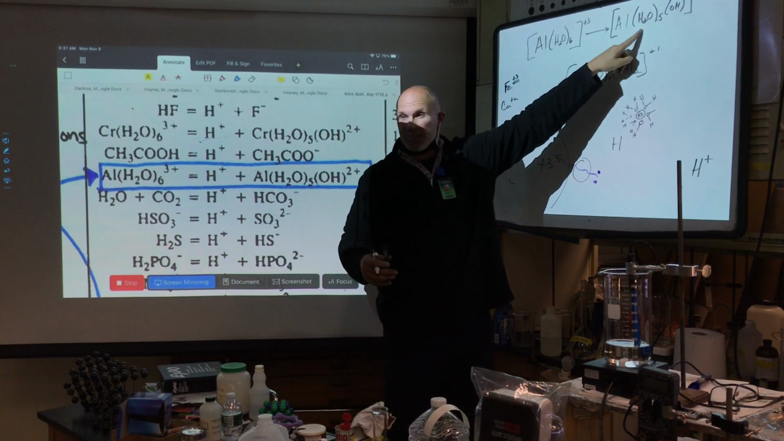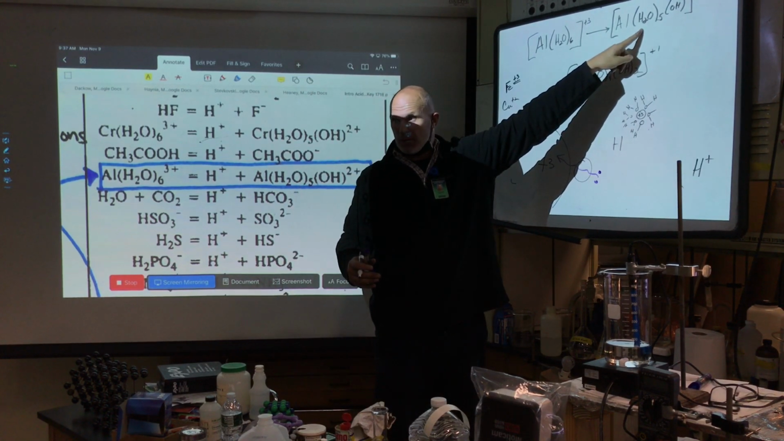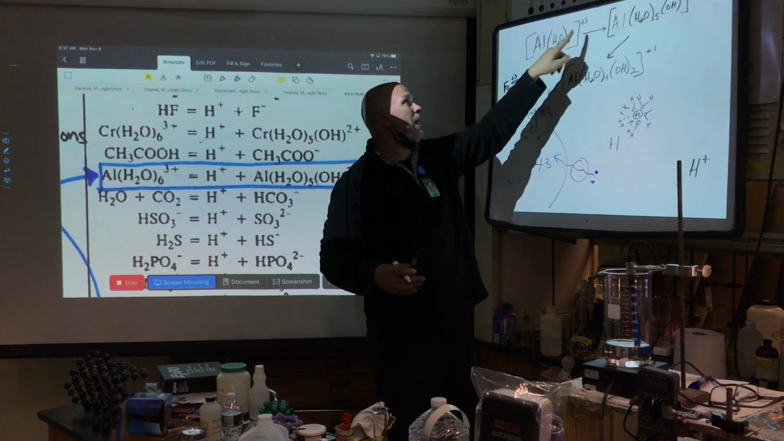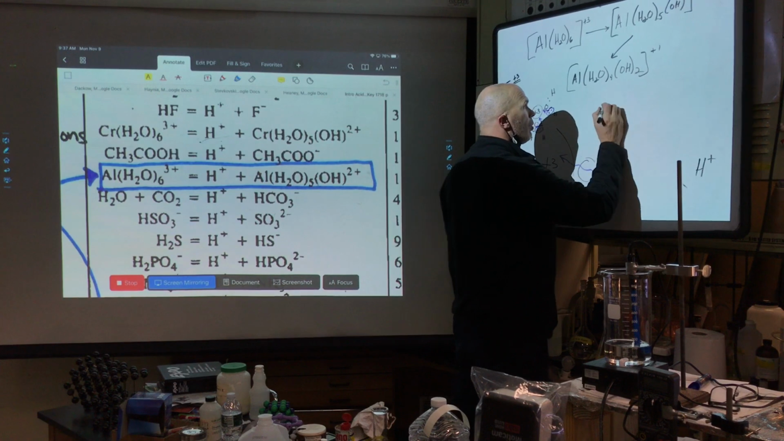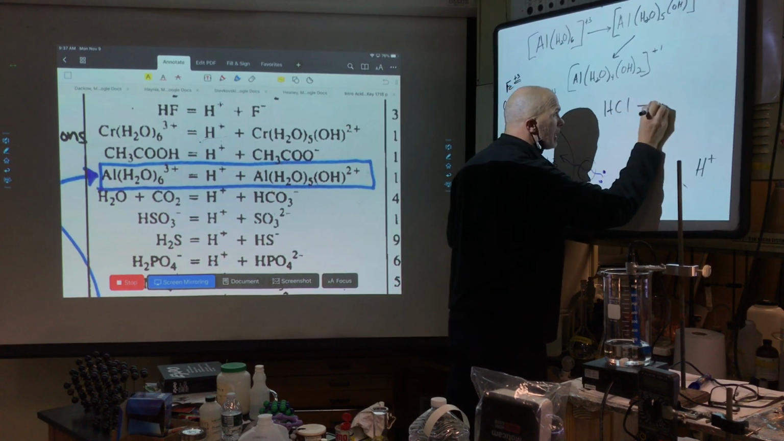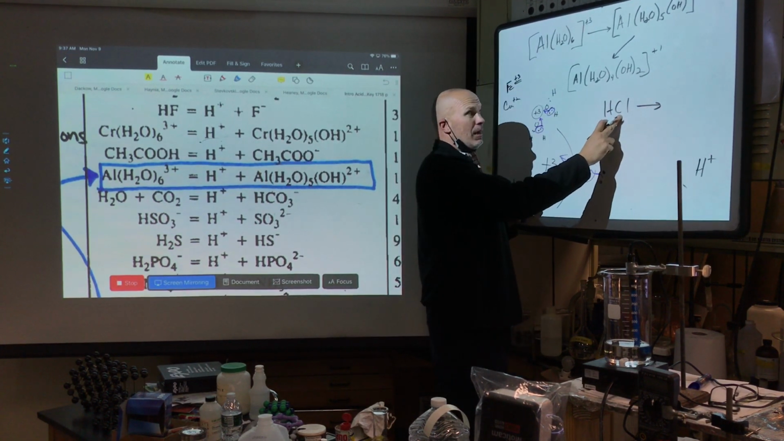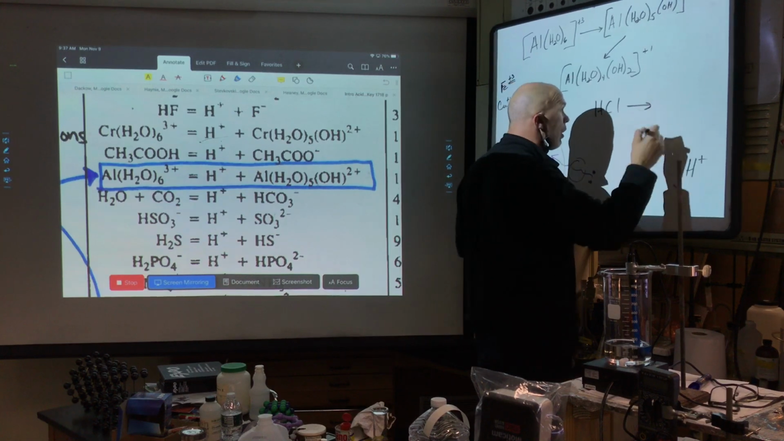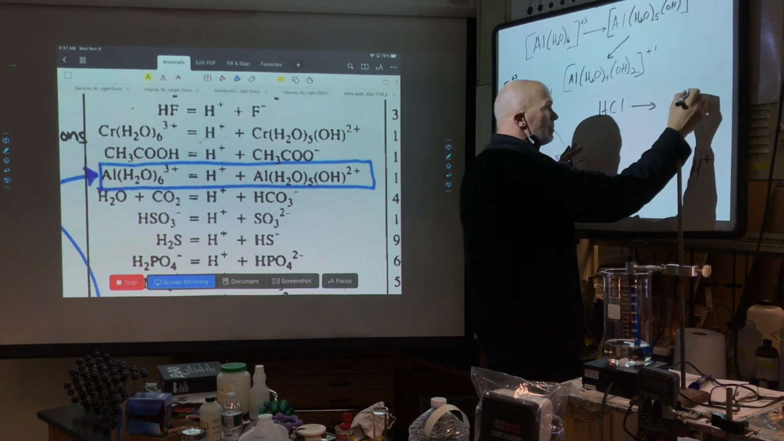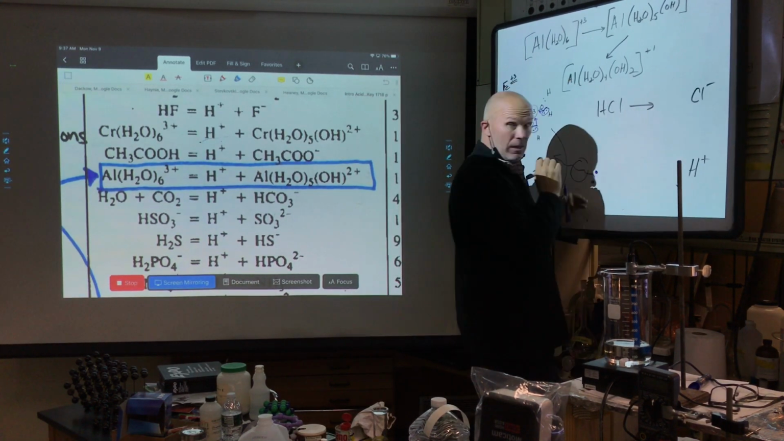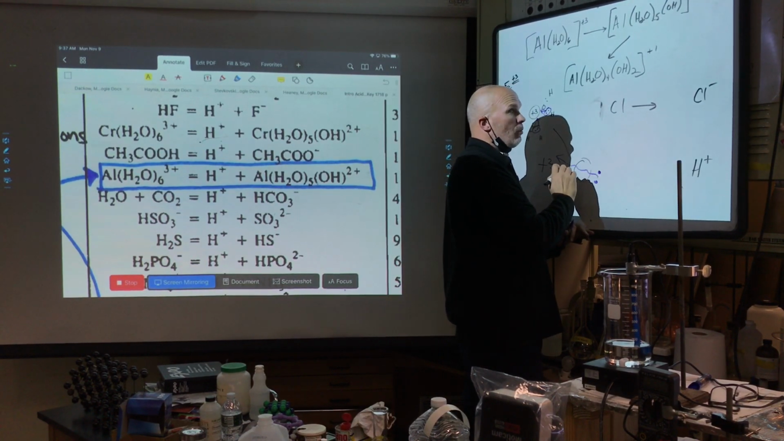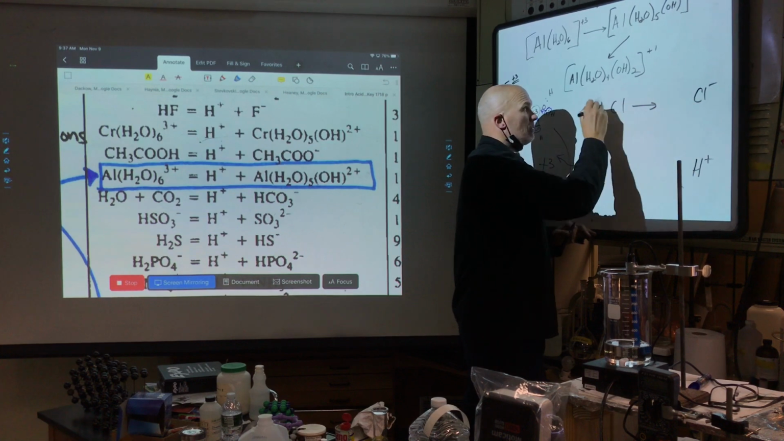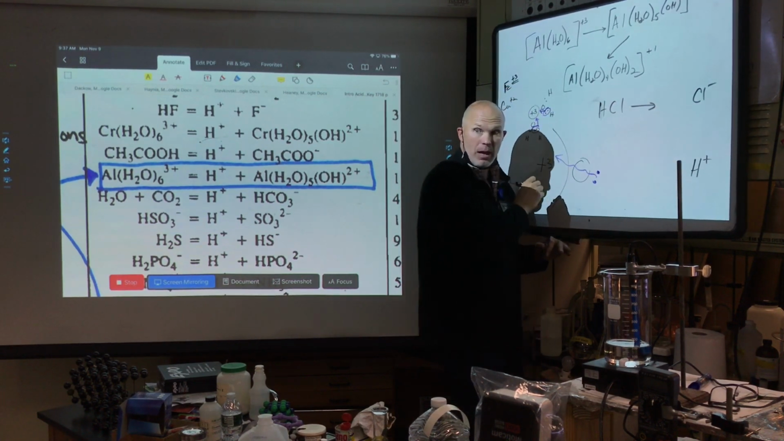What's the conjugate acid of this? That means that this is the base. It has 1 more H. Remember that? Think of it this way. What's the conjugate base of, even though it's a lie, of HCl? What's left over after it acts as an acid? Cl negative. Right? Okay, what's the conjugate acid of this? HCl. Okay, so it's the same thing.